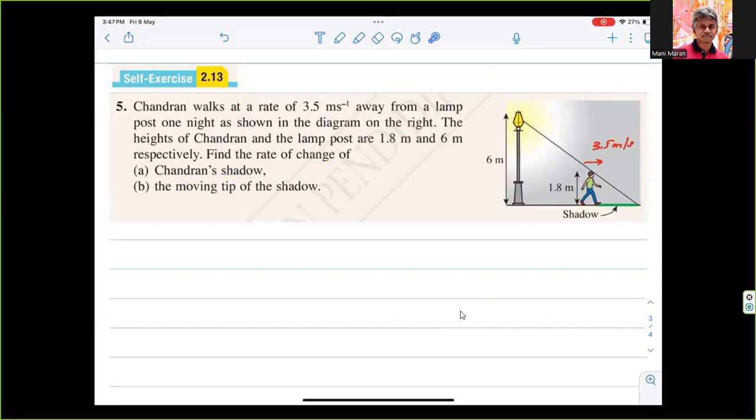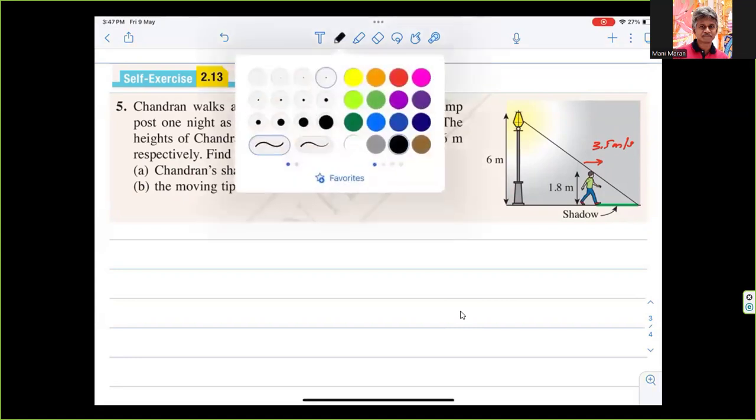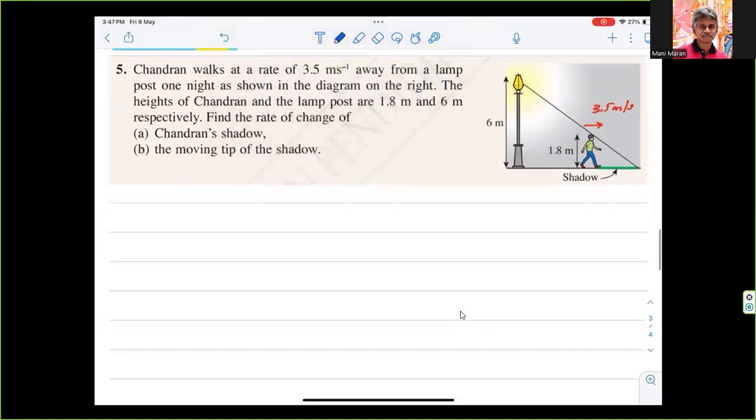In part B, you are asked to find the rate of change of the moving tip of the shadow. The moving tip refers to the end of the shadow here. The tip of the shadow is also moving away, and you are asked to find at what rate the tip of the shadow is moving. Before we solve this problem, let us revise a bit of the theory related to it.